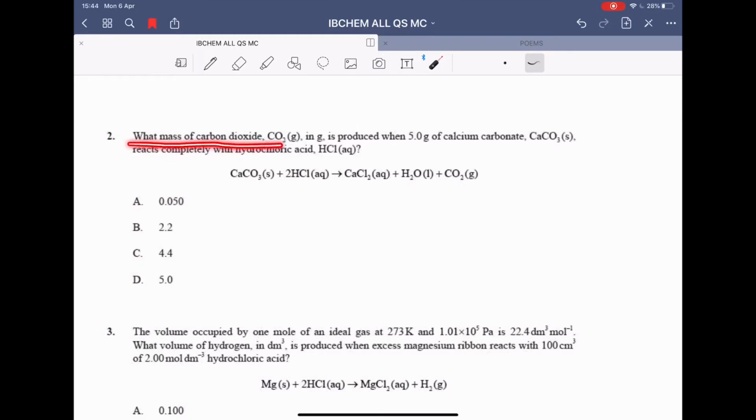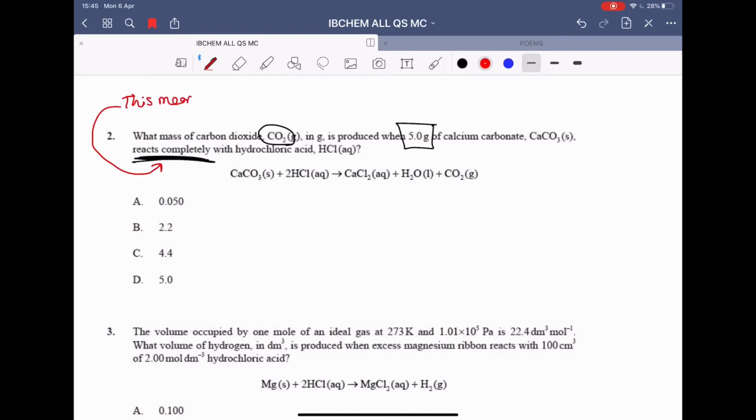What mass of carbon dioxide is produced when 5 grams of calcium carbonate reacts completely with hydrochloric acid? So they give you an equation as well, which is extremely helpful. I'm highlighting everything that we need in the question again to make it extremely clear, as we said before, in the exam. Because these are only 1 markers, you only get 1 shot really at your question. It's like a mark a minute. And so you have to make sure you get it right on the first try. Don't make any silly mistakes.